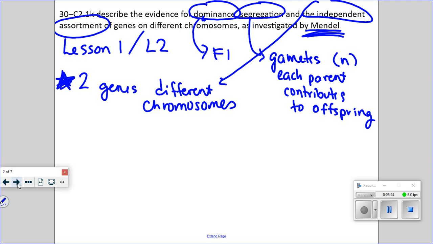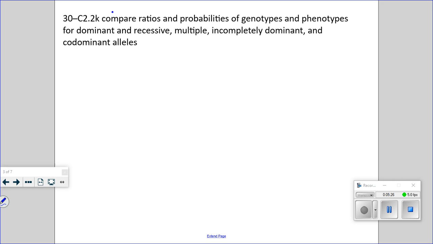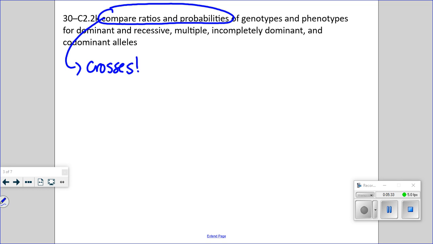Now the next outcome says compare ratios and probabilities. In other words, this is the one that's telling you that you have to be able to do crosses. Sometimes we'll ask you for a ratio, sometimes a probability, maybe a percentage or a fraction, right? There were lots of ways to report your answer. So it's really, really important to read the question thoroughly to see how it's asking you to respond, okay?